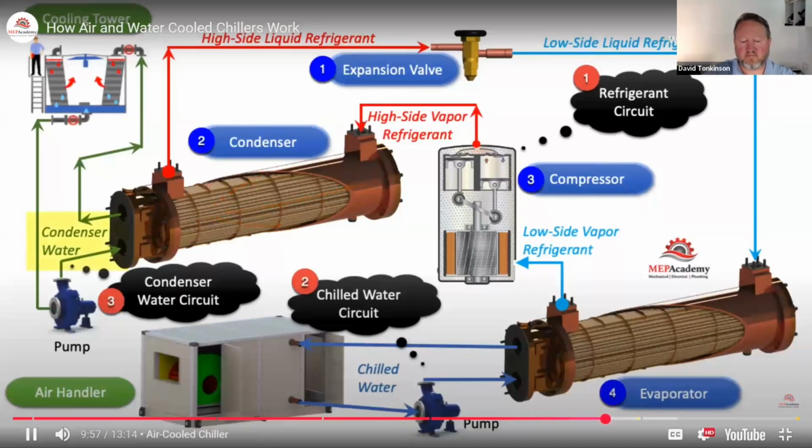Now the refrigerant and the water never touch. They're separated by these tubes. The refrigerant then condenses, going back to a liquid, high side liquid, high pressure liquid, where it comes to this metering device, this expansion device, which meters the amount of refrigerant onto the low side based on the demand of the chiller. So it goes from high to low pressure liquid through this expansion valve.